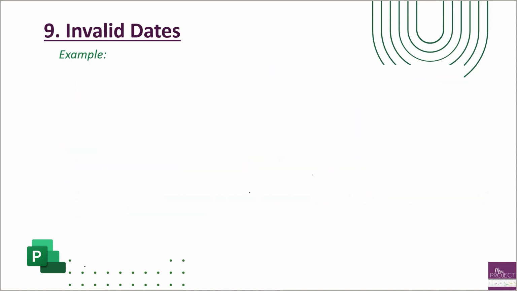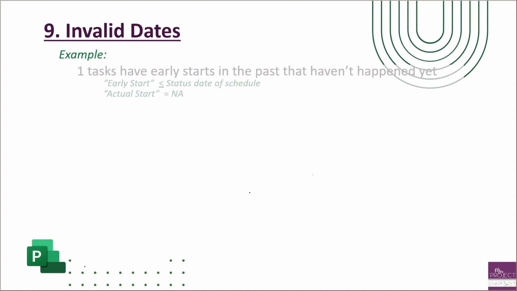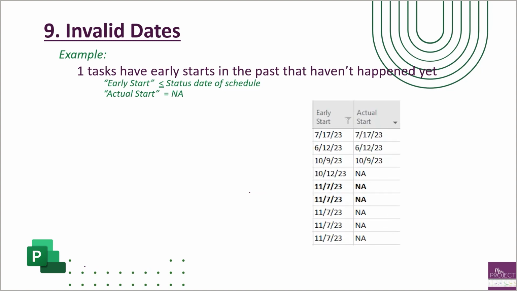So in this example, we're going to look at those early starts and early finishes. So an early start means that early start field is less than the status date of the schedule. And then the actual start needs to be NA. So here you can see where we're looking at these early starts and the dates that they have, and then the actual starts. And you see those NAs, but then you compare it to the status date of your schedule. So see that status date up there is November 7th.